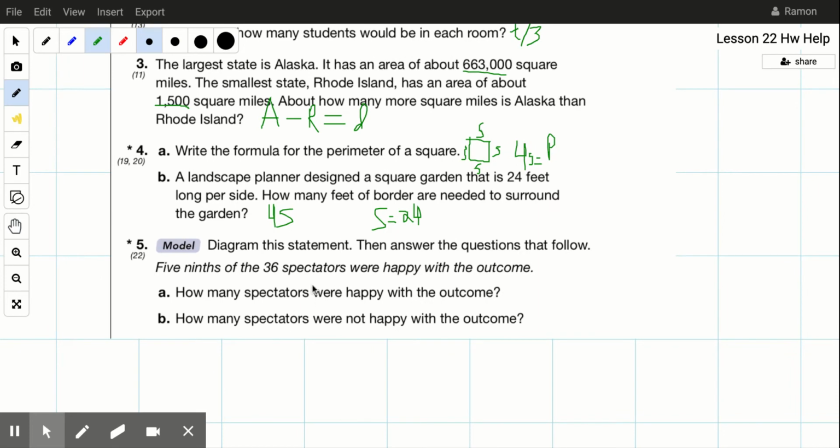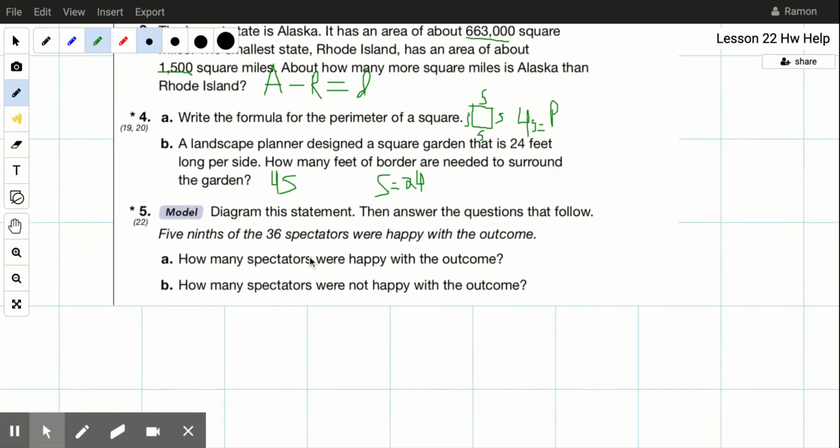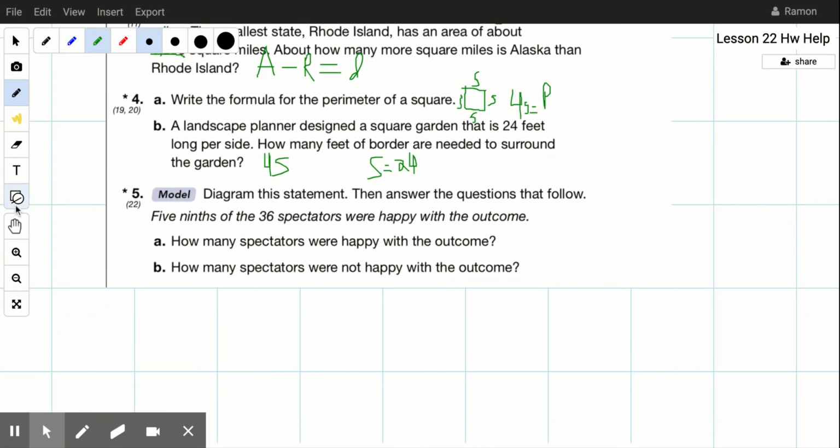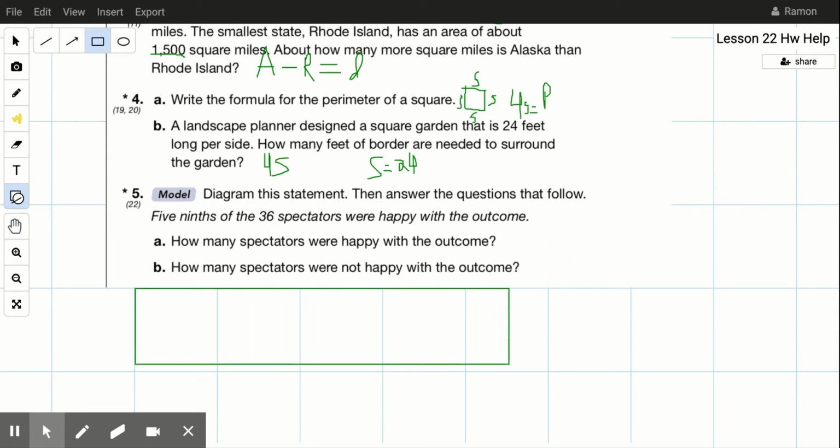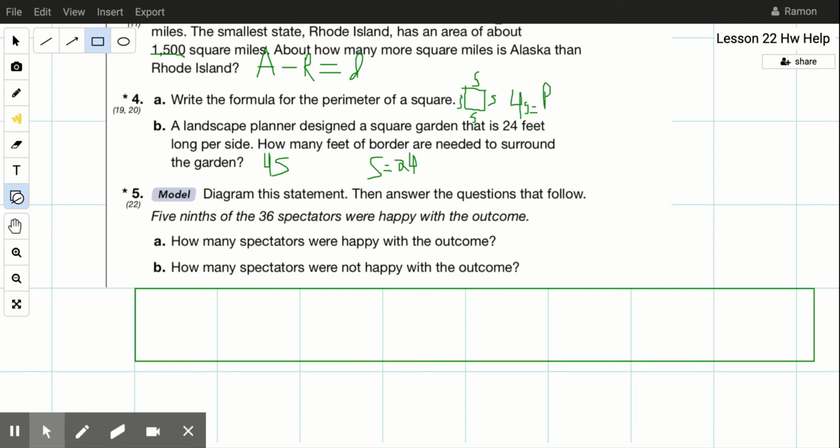Number 5, diagram the statement and answer the question as follows. 5/9 of the 36 spectators were happy with the outcome. How many spectators were happy? How many were not happy? So since it's 5/9, that means we need 9. We need to make a diagram box with 9 squares. So we got 1, 2, 3, 4, 5, 6, 7, 8, 9.